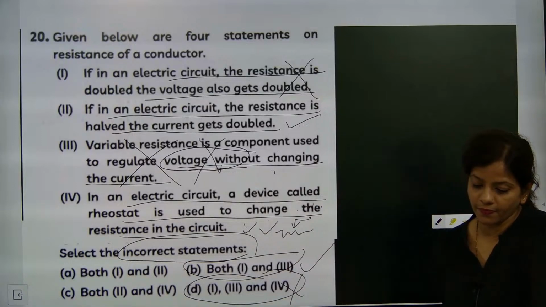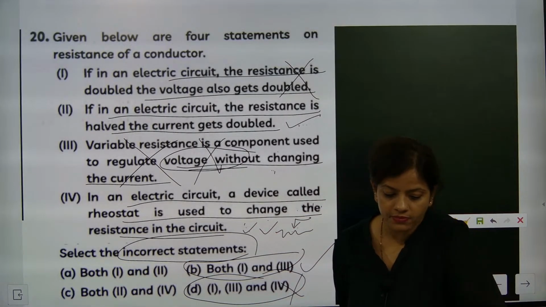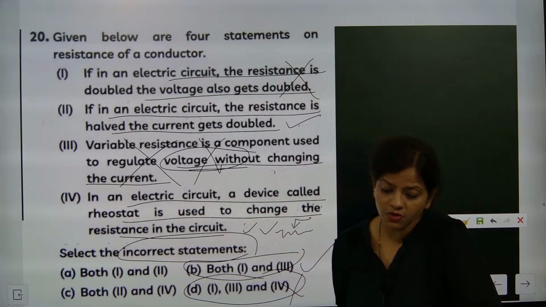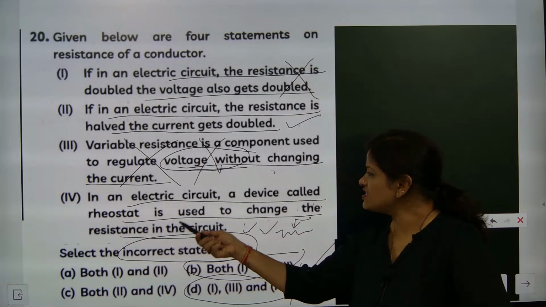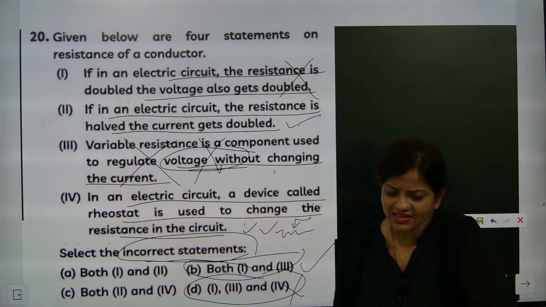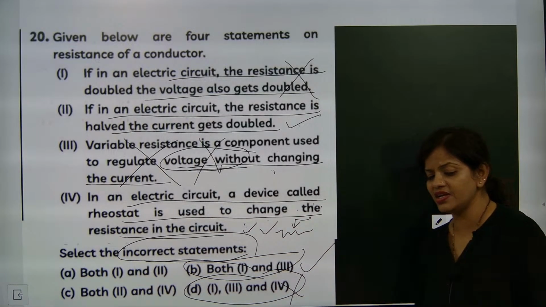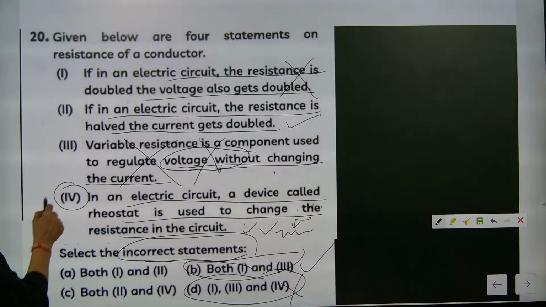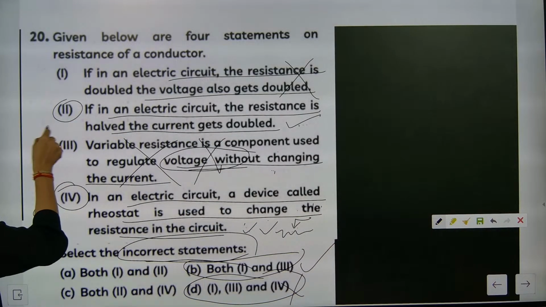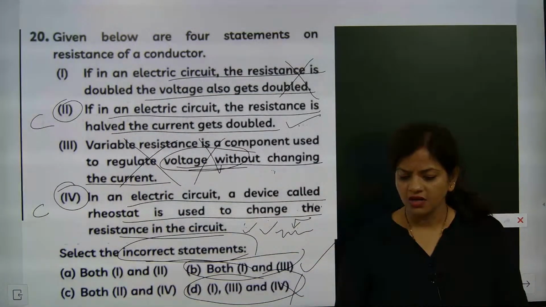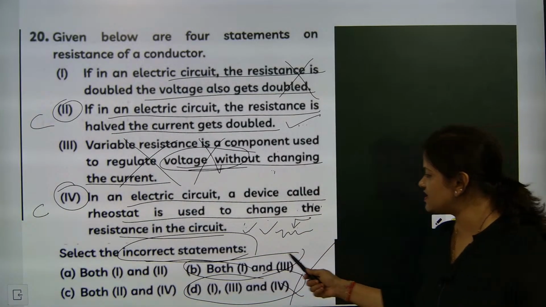Understood? The option will be B, not C. They're asking for the wrong statement. Select the incorrect statement. This is what you people will do in the examination. These are correct statements, this is correct, this is correct. They asked for incorrect, so if they asked incorrect, then B is the incorrect answer.